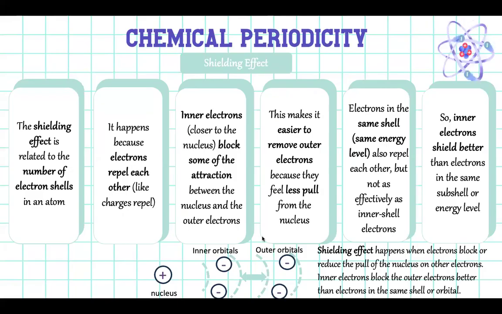Below is the diagram. The shielding effect happens when electrons block or reduce the pull of the nucleus on the other electrons. Inner electrons block the outer electrons better than electrons in the same shell or orbital.